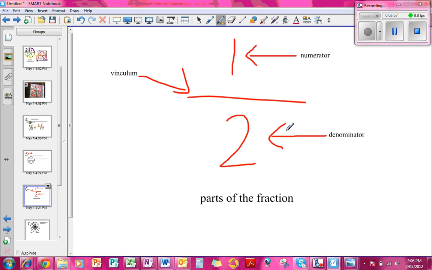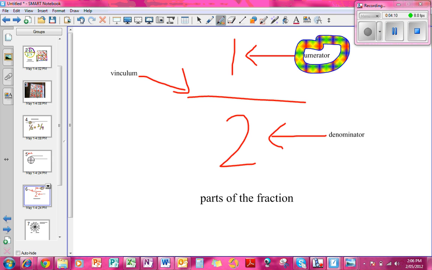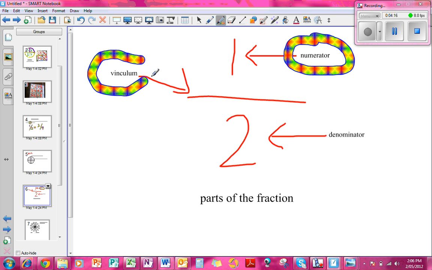And finally, these are basically the names of parts of fractions. So this top number here, as you can see, this is a half. This top number, number 1, is the numerator, like this, see? And the line in between these 2 numbers is called the vinculum. And this bottom number here, number 2, is the denominator. It's called the denominator.